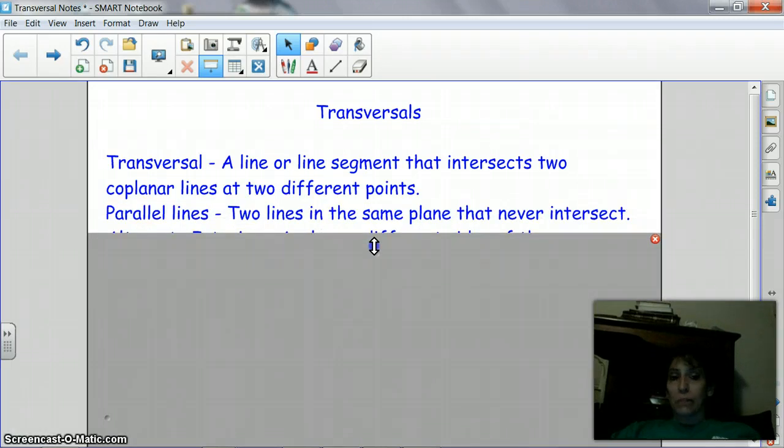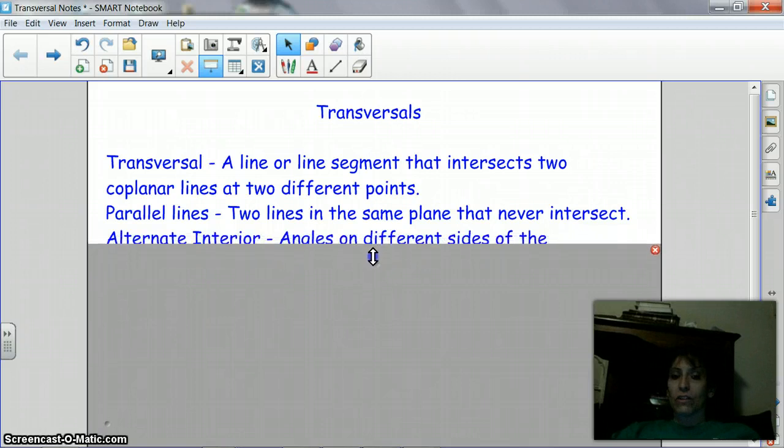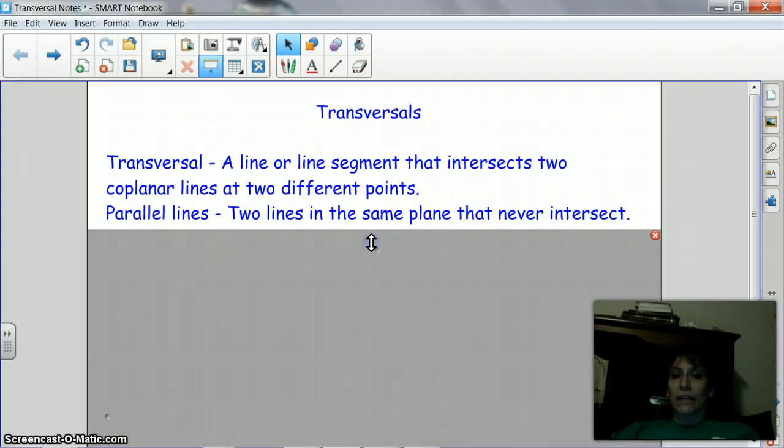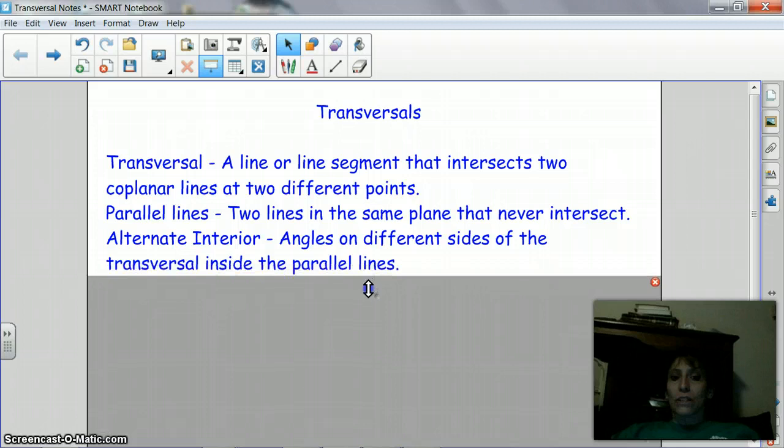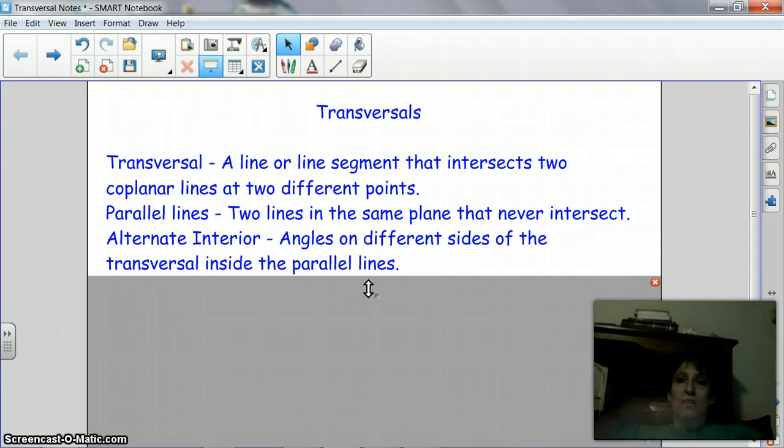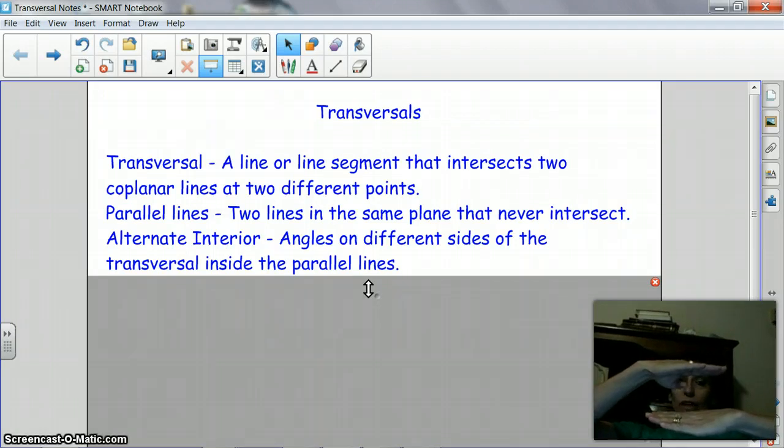The next one is obviously parallel lines, and that they are two lines in the same plane that never intersect. Okay, that's an old definition. You should know that one by now. Alright, the next one is alternate interior. Alternate interior are angles on different sides of the transversal inside the parallel lines. So if you have a set of parallel lines like this, the inside part is what they call the interior. And if you've got your transversal, one's going to be on the left and one will be on the right side of it.